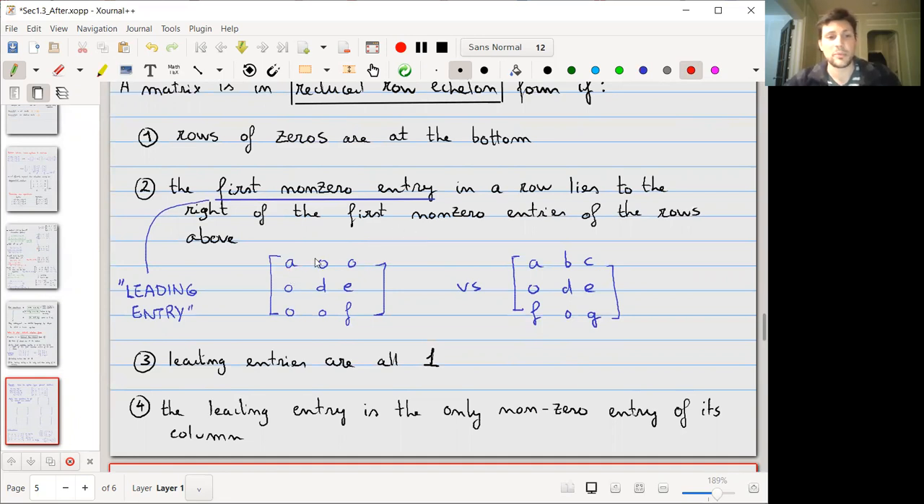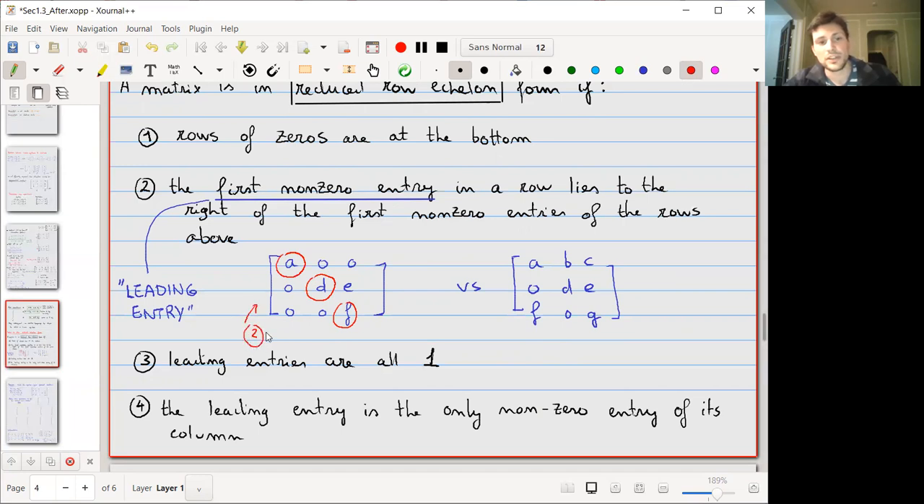Take a look at this example. The leading entry in the first row of this matrix here is A. The leading entry in the second row is D, which is to the right of A. And the leading entry in the third row is F, which is to the right of D. So this matrix here satisfies 2. Condition 2 is okay here.